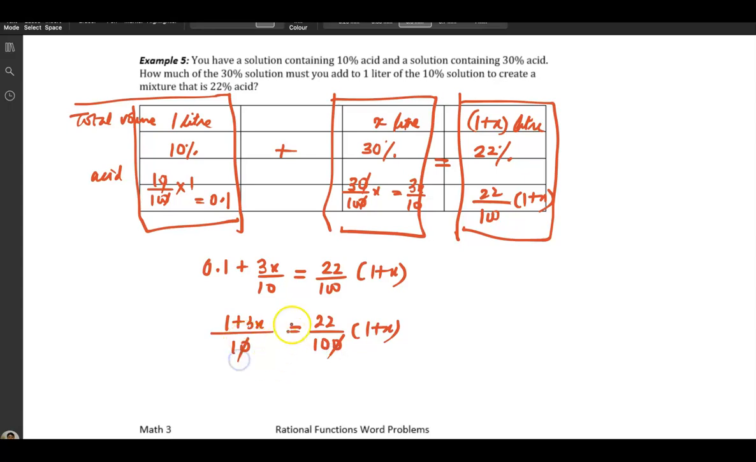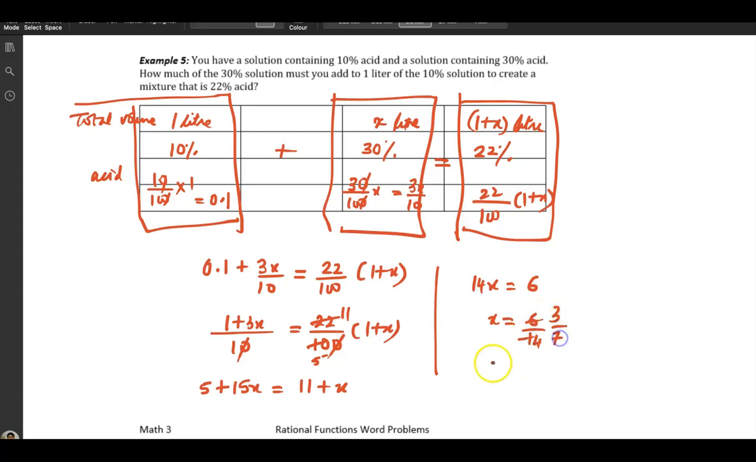Cross multiply. The 10 is cancelled, 2 elevens are 22, 2 fives are 10. So you get 5 plus 15x equal to 11 plus 11x. So 4x is equal to 6, 11 minus 5. So x is equal to 6 upon 14, which is 3 over 7. So how much of the 30% do you have to take? 3 over 7 liters.